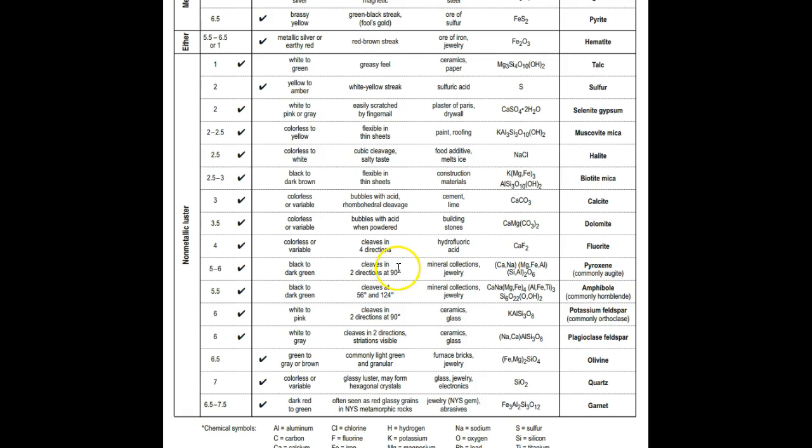Some distinguishing characteristics might be the directions that it breaks in. So this tells you that fluorite breaks in or cleaves in 4 directions, as opposed to pyroxene, which cleaves or breaks in 2 directions at 90 degrees.